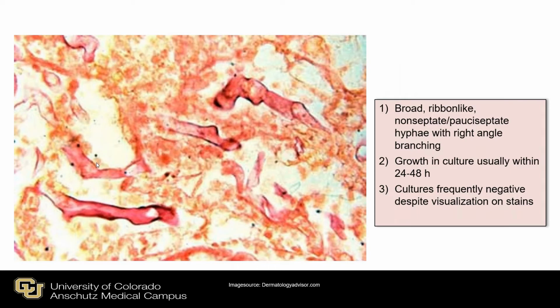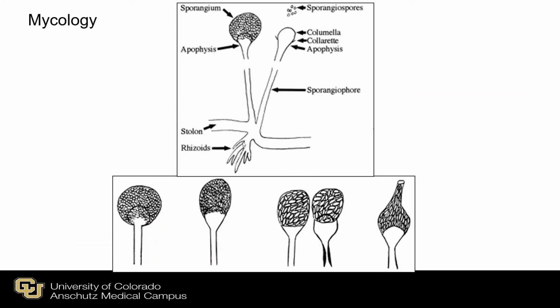Again, just so you never forget what mucormycosis looks like: broad, ribbon-like, non-septate or pauciseptate hyphae with right angle branching, and they grow pretty fast, okay? They'll grow in 24 to 48 hours. Now remember, because they're so friable, many labs grind the tissue and then put it in fungal culture medium. And so cultures are frequently negative if they do that.